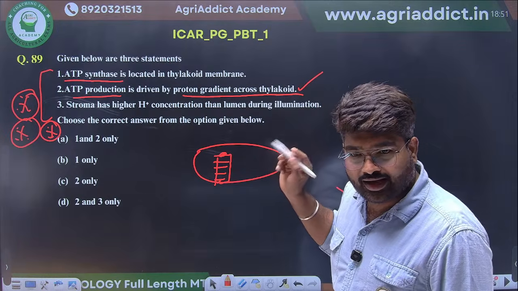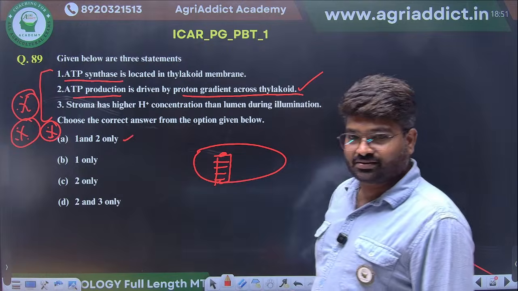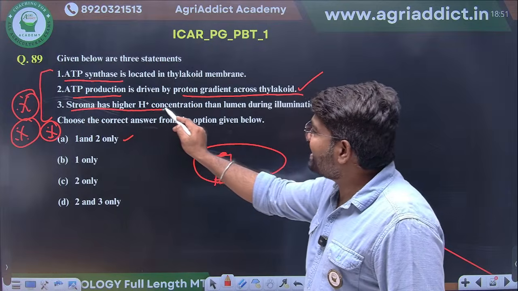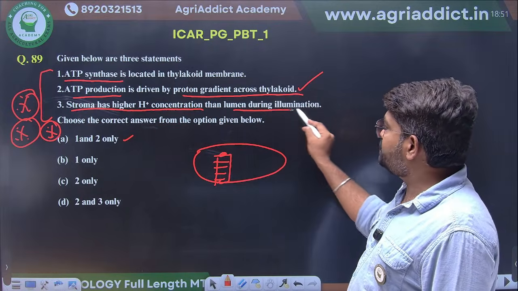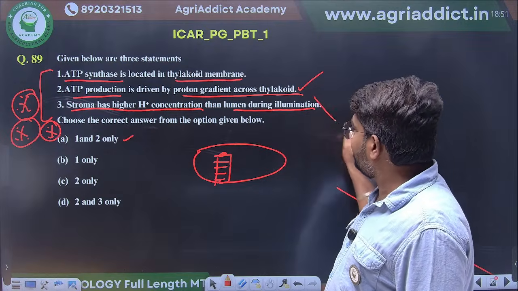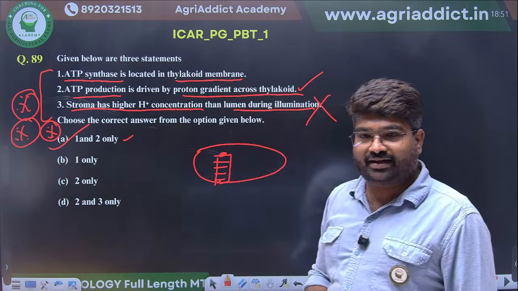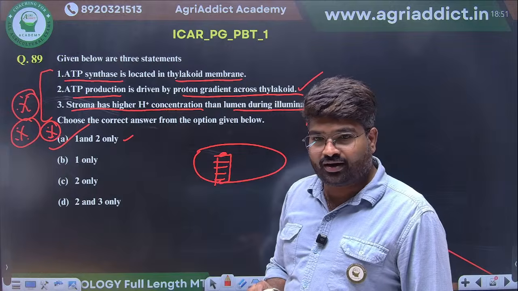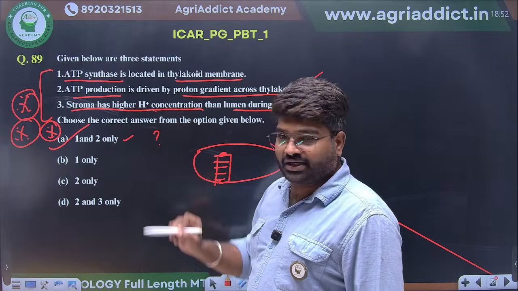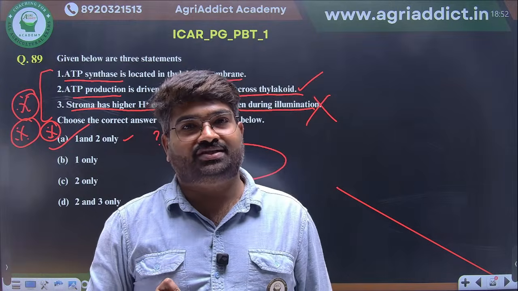Option A is right. Third thing: the stroma has a higher H plus concentration than the lumen during illumination. No, this is a wrong answer. So option A is right, 1 and 2 are correct. Everyone answered correctly. Which will have high H plus concentration? The lumen will have a high amount of H plus.